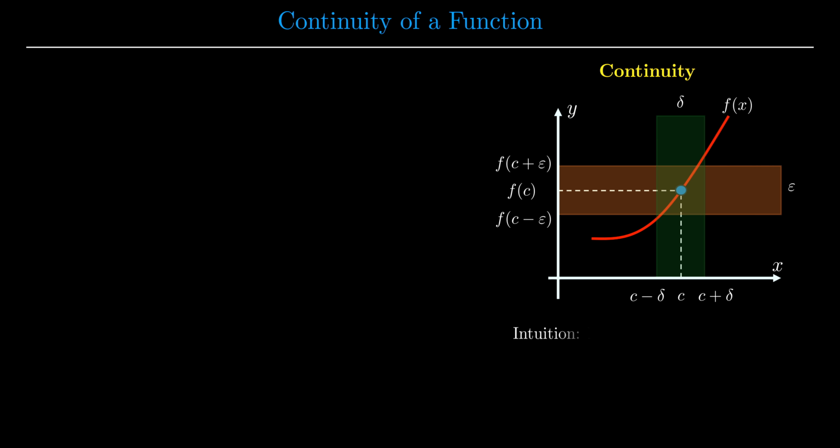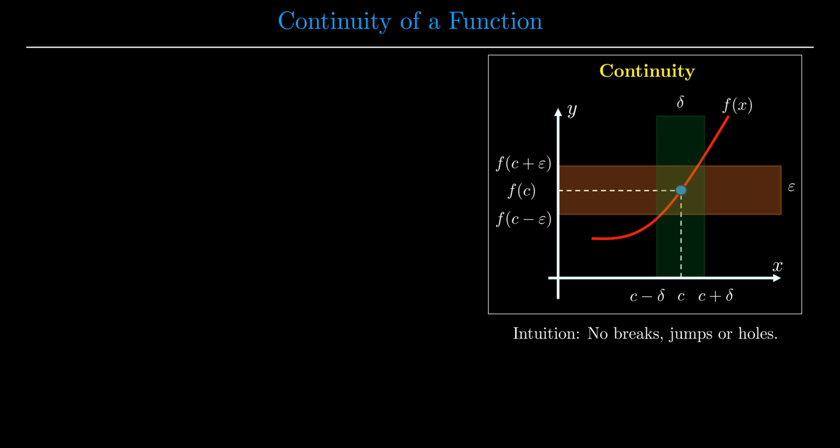To understand this rigorously, let's look at the geometric interpretation on the right. Here, the red curve is the graph of our function f of x. The blue dot marks the point at x equals c. Notice the brown horizontal band. This represents epsilon. It defines a tolerance range from f of c minus epsilon to f of c plus epsilon. We require the function's values to stay within this strip.